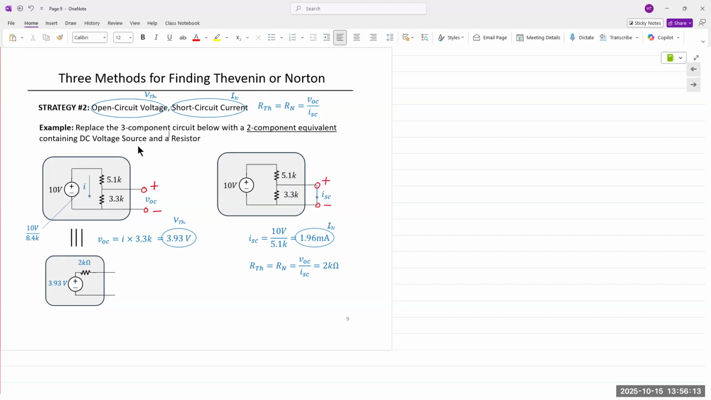Right? You calculate the current that's flowing down in that wire or in that short circuit. And that short circuit current is the Norton current. Okay. Don't look at the examples yet. No need to do that yet.